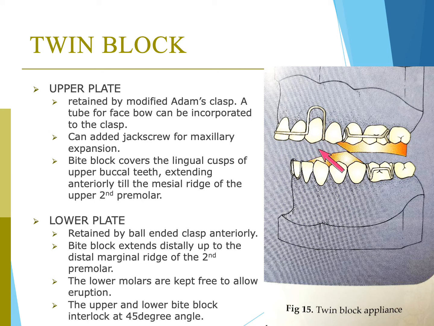And then the upper and lower bite blocks interlock at a 45-degree angle. So when the upper and lower plates of the twin block are used together, the patient needs to move the mandible forward so that the inclined planes will engage together and the mandible will posture anteriorly.